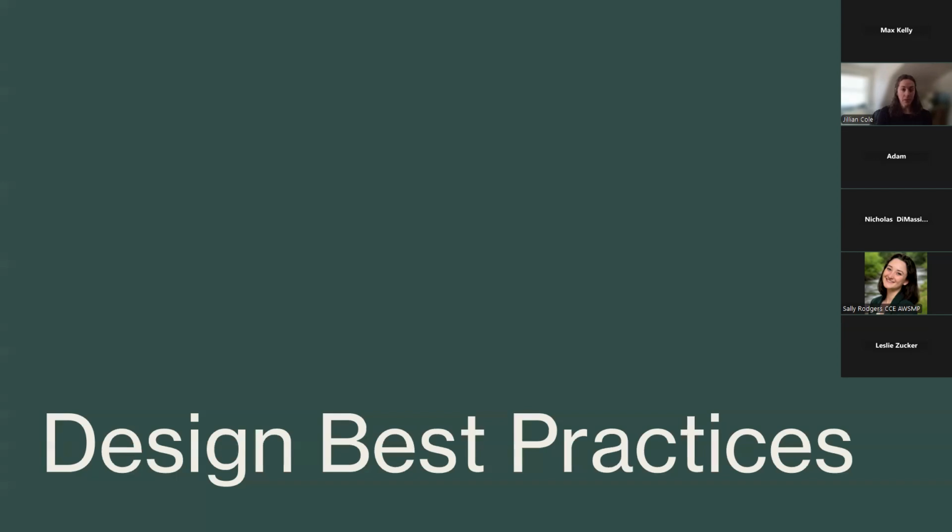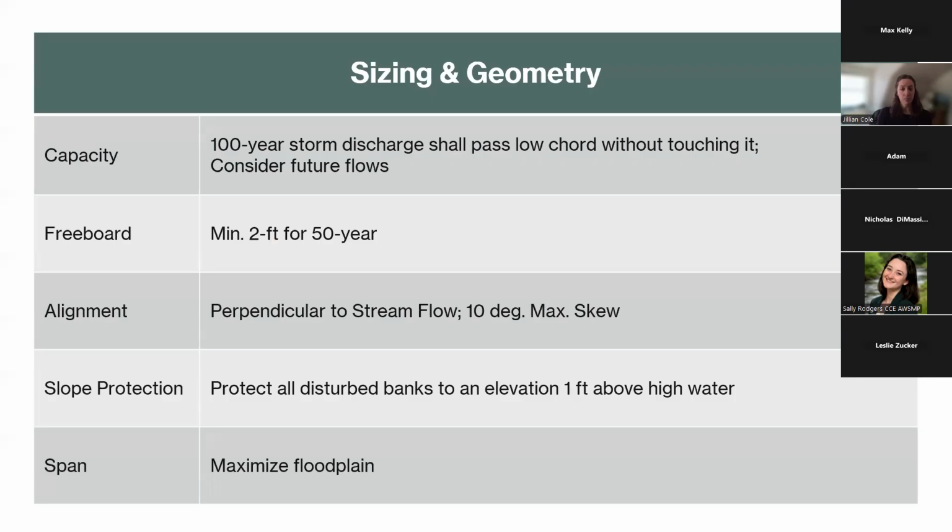And then we'll talk about some design best practices. So starting off with just the basic sizing and geometry requirements for bridges. This is from the New York State Bridge Manual. So bridges should be designed to pass the 100-year discharge without touching the low chord. And then at the 50-year discharge event, there should be a minimum of 2 feet from the water surface elevation to the low chord of the bridge.